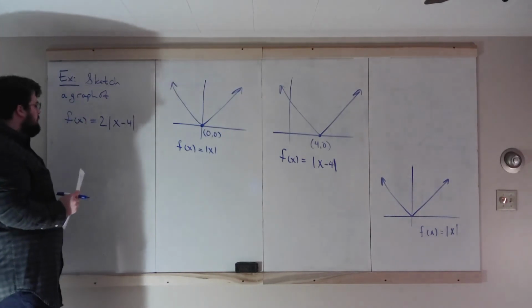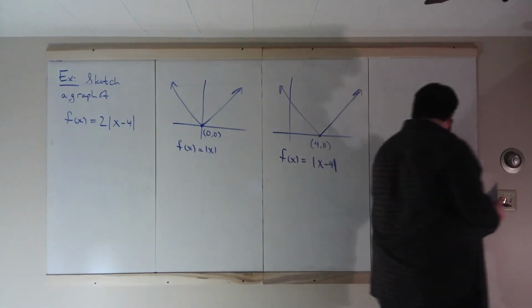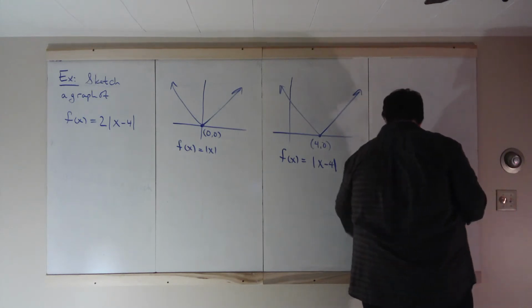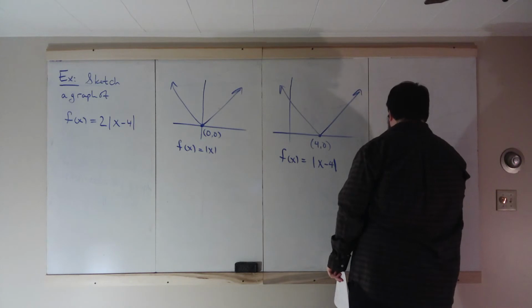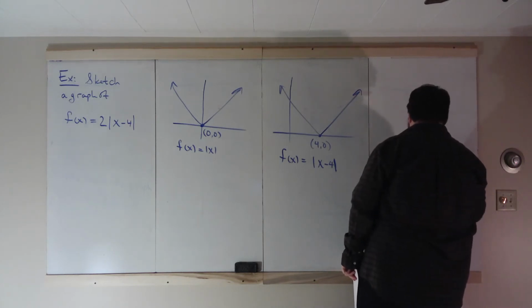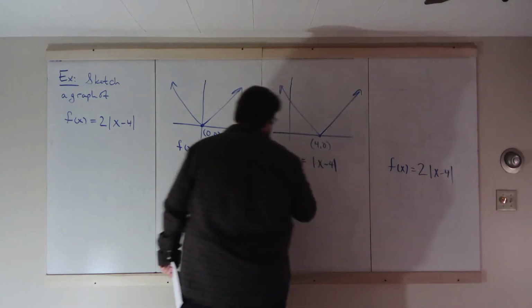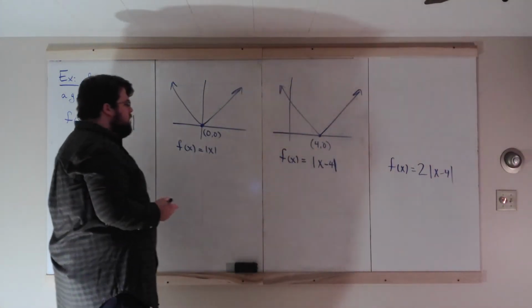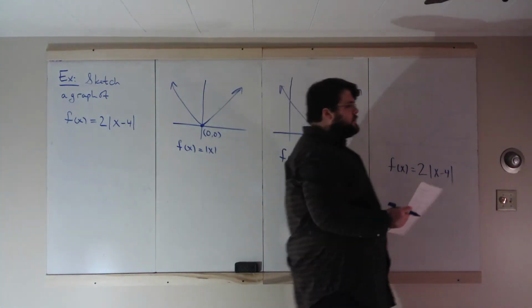I like just keeping track of this point. Well, what else happens? Well, we have a 2 on there. What does that 2 do? Once we take care of this 2, we'll be done with this one. We want to deal with this 2 next. Well, if we look at that point 4, 0, 2 times 0 is still 0, so that doesn't do anything.